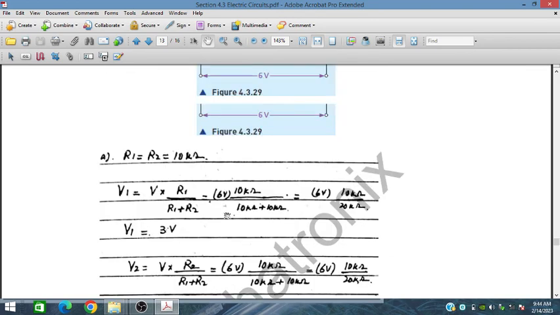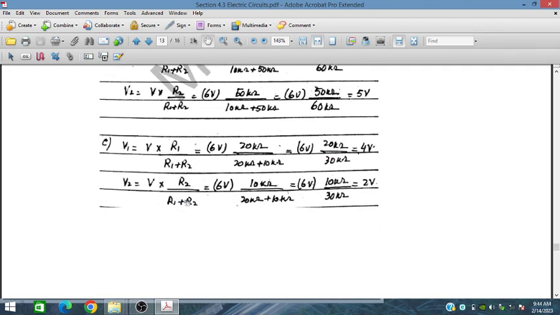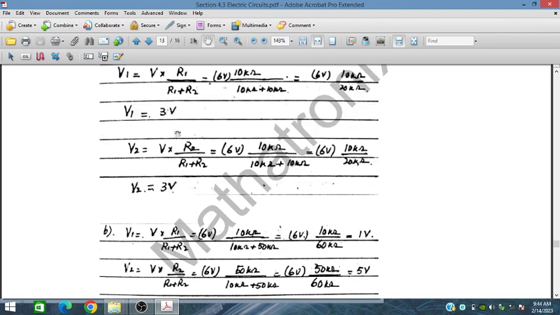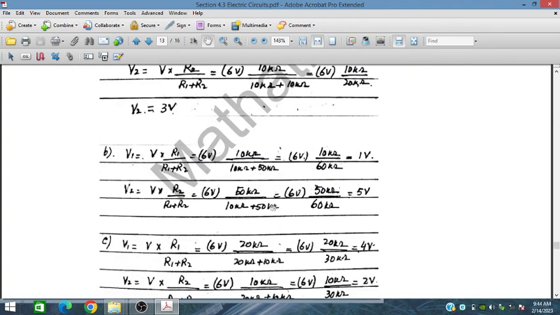Similarly for the last one, 20 kilo ohms and 10 kilo ohms. This is 6 volt, and 20 plus 10 kilo ohms is 30. 20 divided by 30 into 6 is 4 volt, and for the 10 kilo ohms, 10 upon 30 into 6 is 2 volt. So the total is 6 volt, the supplying source, total is again 6 volt. So the resistance will appear like this. This question is very important.